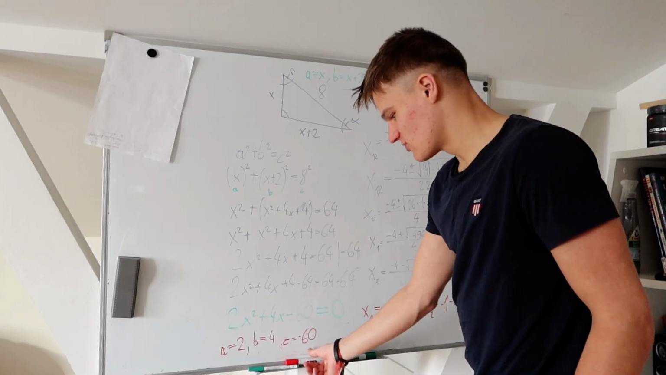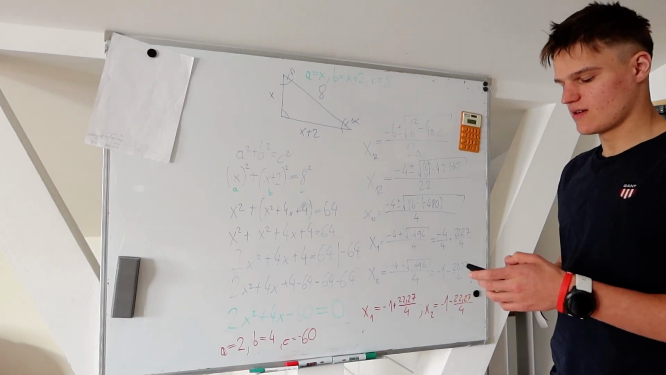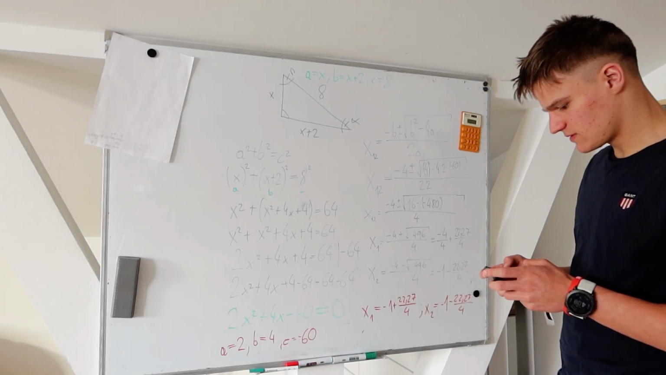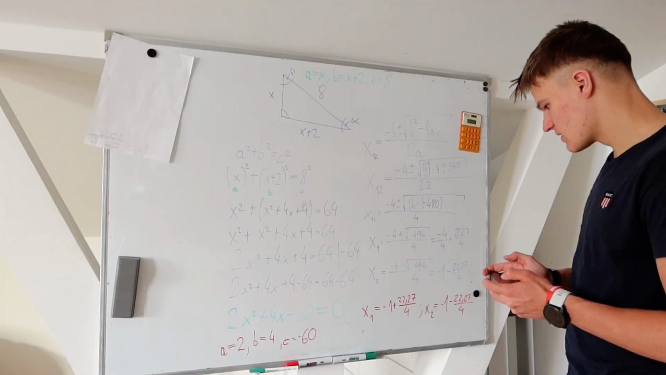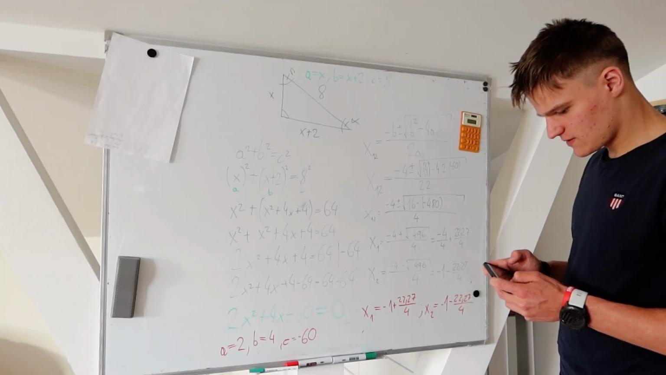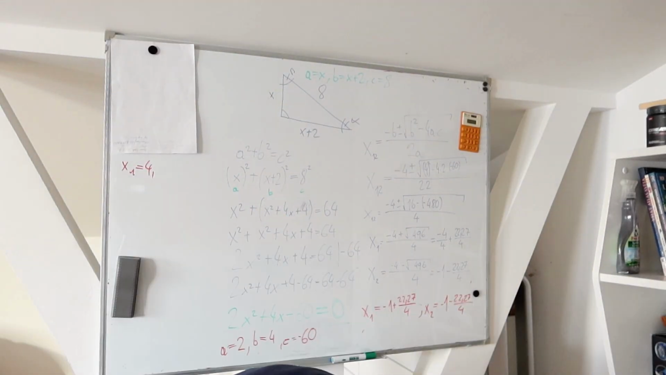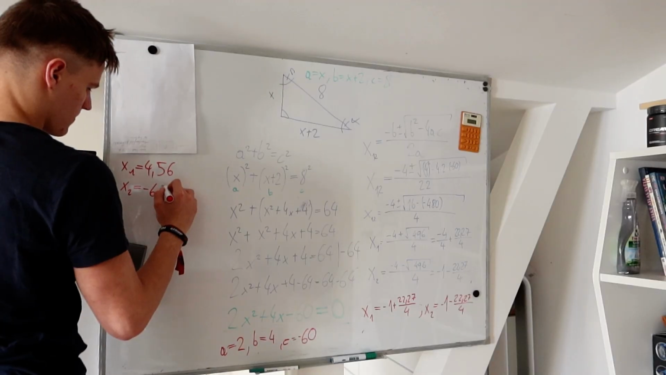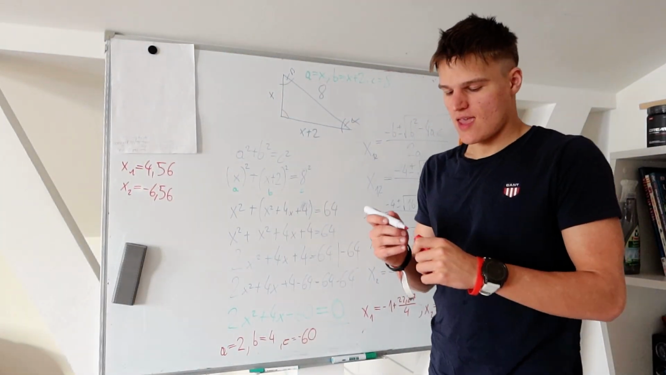And I'm actually going to plug this into the calculator again to give you guys the exact number. So, minus 1 minus 22.27, all over 4. This is minus 6.5, and then it's just this, minus 1 plus, brackets, let's do it this way, over 4. So we have x1 is equal to 4.56, and we have x2 is equal to minus 6.56. Alrighty, and we are done with this.